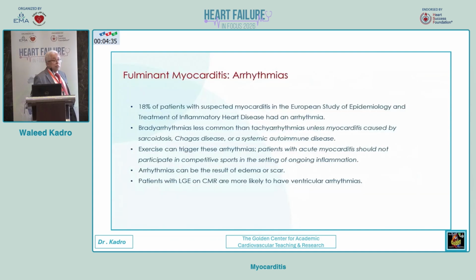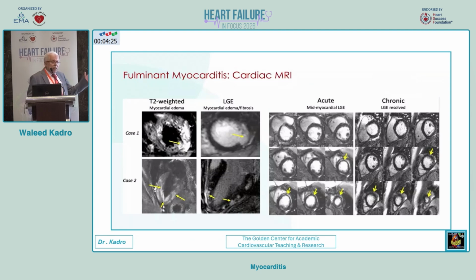Fulminant myocarditis could present with arrhythmia, whether bradyarrhythmia and high-degree AV block, or ventricular arrhythmia. Cardiac magnetic resonance may help us, especially the T2 scan. Increased T2 in the cardiac MRI represents edema. However, the LGE, late gadolinium enhancement, represents scar, and we need to follow that.